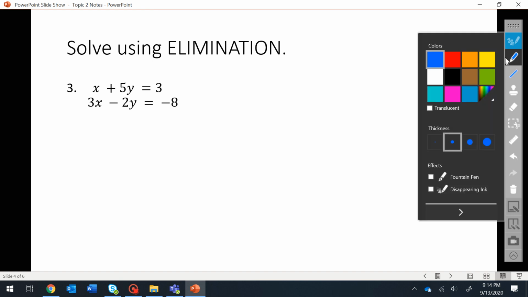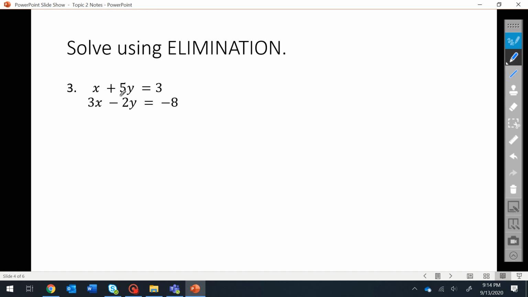Now this one, it looks like we're going to have to do a little more work. The first equation: x plus 5y equals 3. Second equation: 3x minus 2y equals negative 8. Alright, none of these are the same number. We can't add them, because nothing's going to disappear. So we're going to have to change it so that the equations will have variables that disappear.